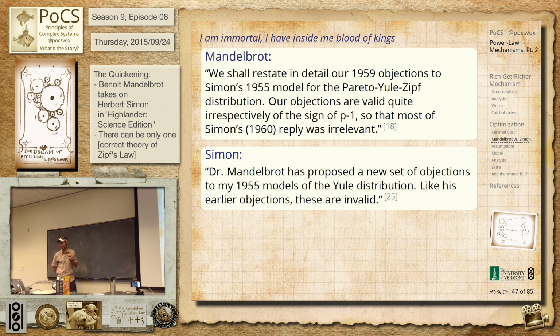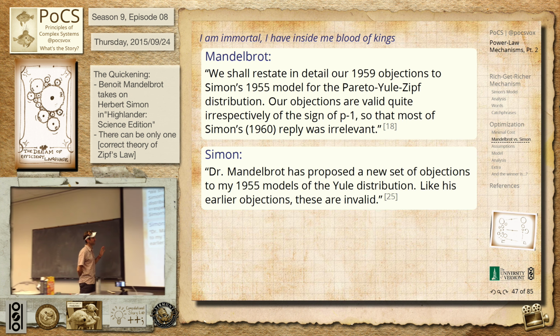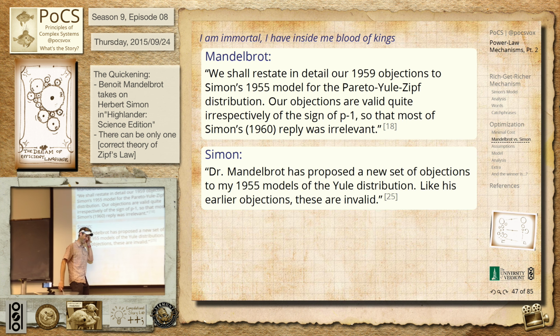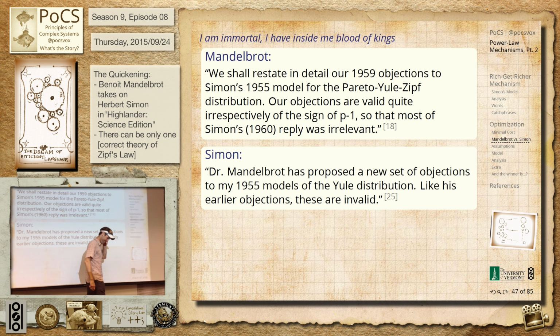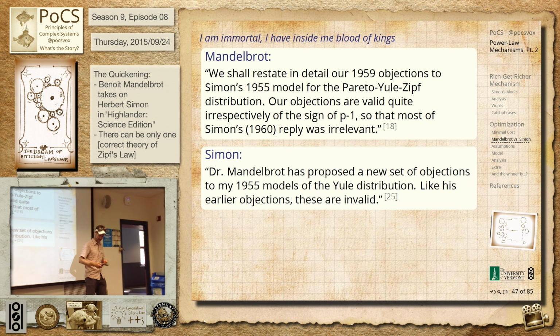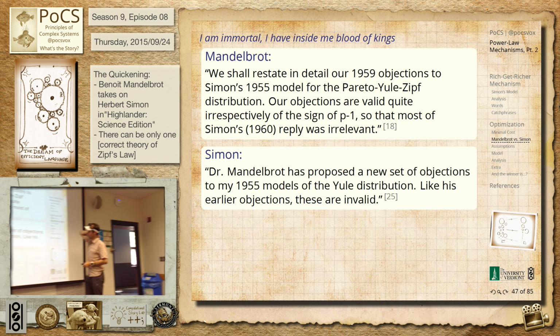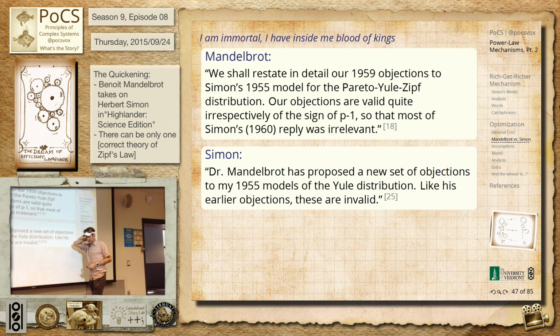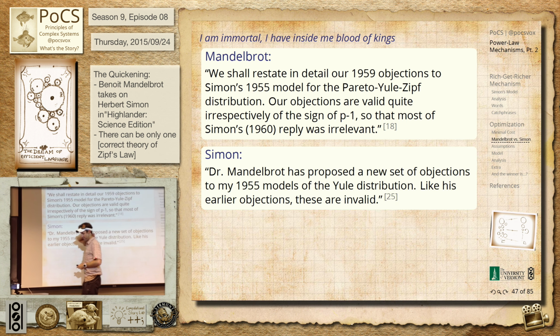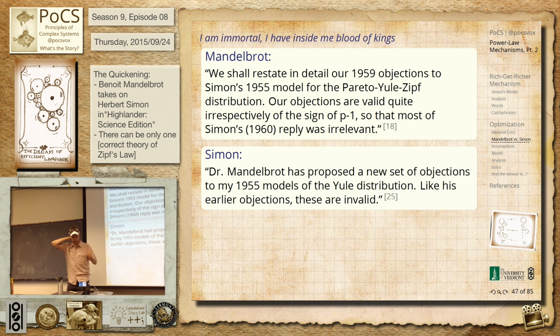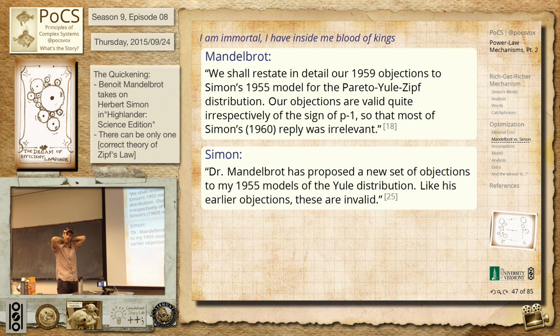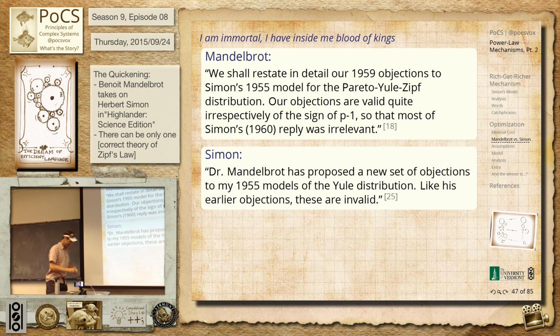Mandelbrot has proposed a new set of objections. Like his earlier objections, these are invalid. So it's just full of this sort of stuff. And I guess not really resolved. I'm sure they both thought they were right to the end. And we'll see that Simon seems to be basically right, although the form that we end up with for word distributions does seem to match up to an optimal story anyway. So it's kind of for free you get it, which is interesting.